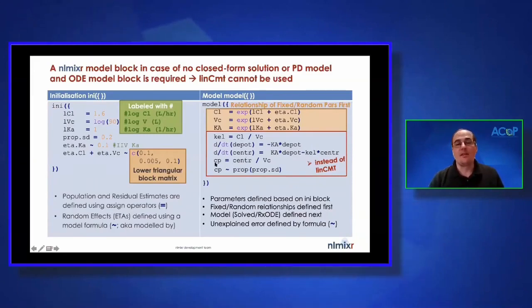From there, we calculate the concentration in the plasma compartment by the central amount divided by your volume of distribution. And then last, we put the central compartment, or this peripheral concentration, being modeled by a proportional error, just like we did before, same type of syntax. We have Cp modeled by proportional error with a proportional SD being estimated.